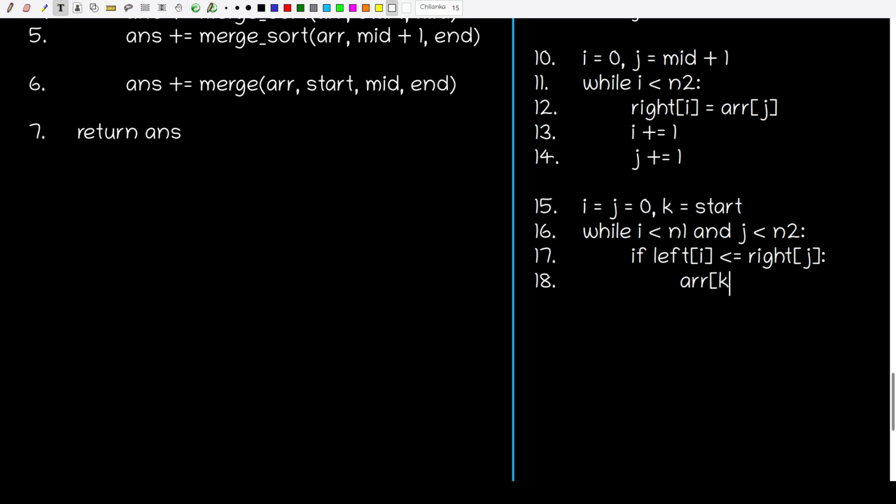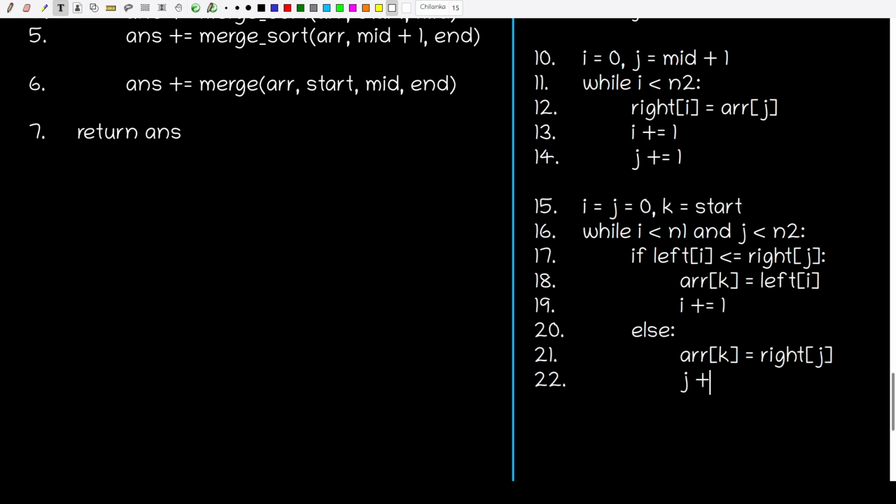And all we have to do is arr k equals left of i. And then we are going to increase our i and k by 1. If the array is not already in sorted order, then this is an inversion pair, so we are going to update our inversion count as well. But before that, let us make the array sorted. So arr k equals right of j, and then let us increase our j by 1 and count the number of inversion pairs.